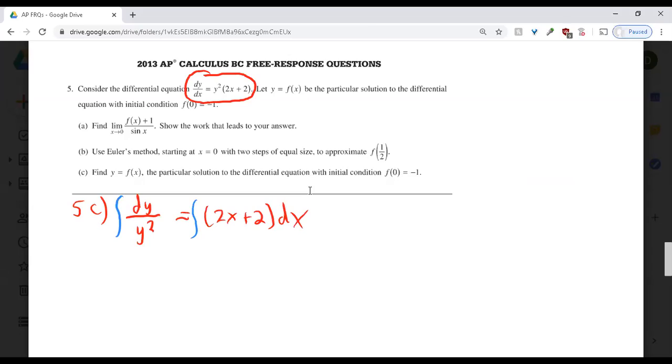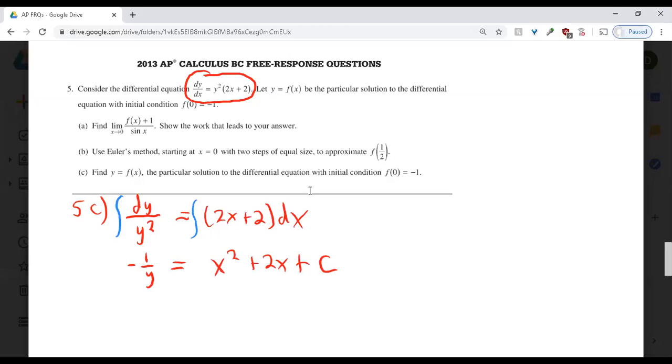So on the left side, think of this as y to the -2. You take the integral of y to the -2. That's going to be -1 over, that's going to be negative y to the -1, or you could write it as -1 over y, equals, you take the integral of the right side, it's going to be x squared plus 2x. Don't forget your plus c. Okay, and then from here, I have to get y by itself.